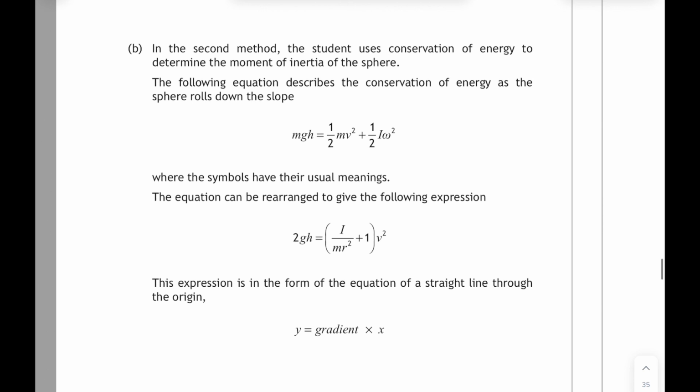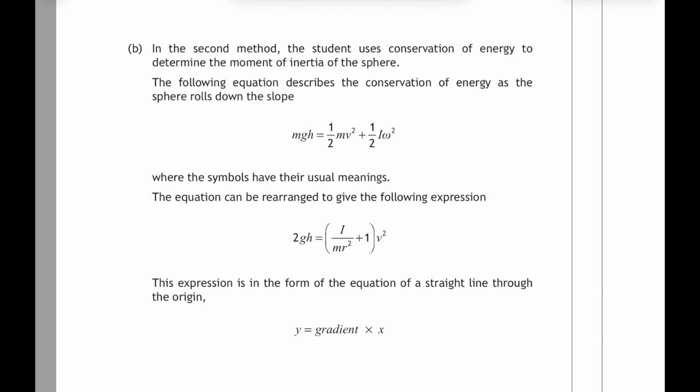In the second method, the student uses conservation of energy to determine the moment of inertia of the sphere, and the following equation describes the conservation of energy as the sphere rolls down the slope. And some of you might recognise that relationship. It's effectively just the potential energy of the sphere at the top of the slope is equal to the combination of the linear kinetic energy plus the rotational kinetic energy of the sphere at the bottom of the slope.